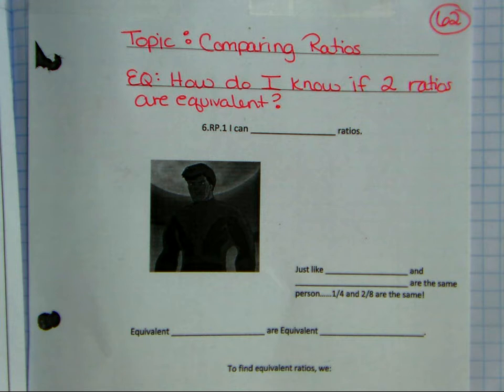We also want to remember that we compare ratios and we decide if one ratio is greater or less than another one. So that's what we're going to focus on today, how to do that comparison. By the time you're done today, you should be able to answer that question: how do I know if two ratios are equivalent? What does the word equivalent mean?